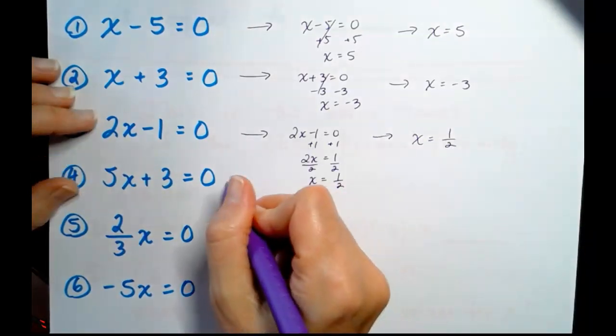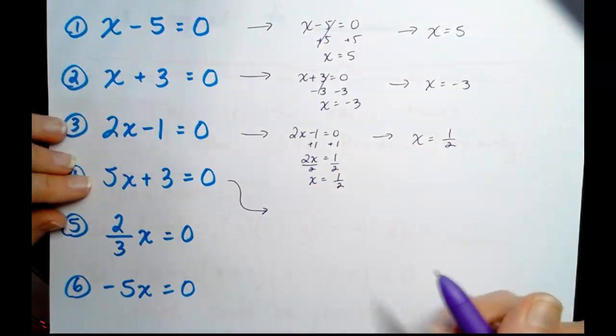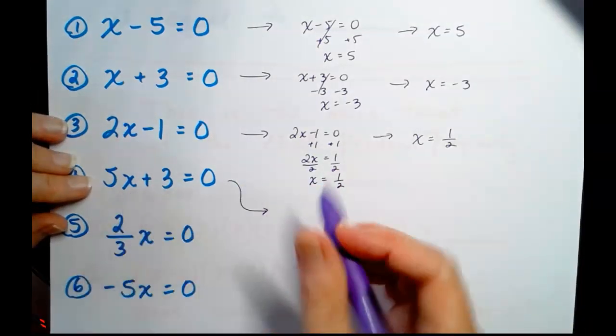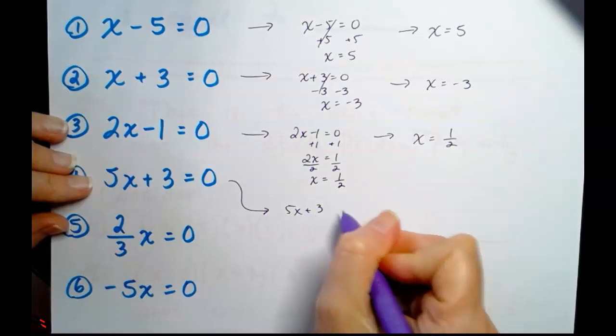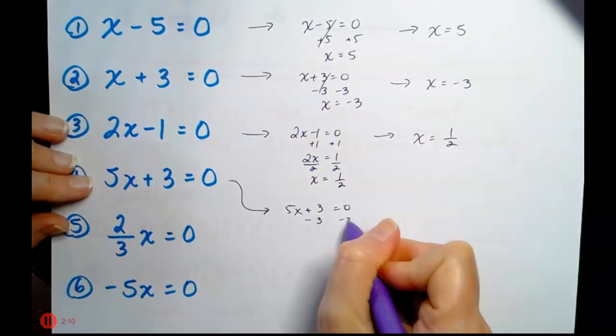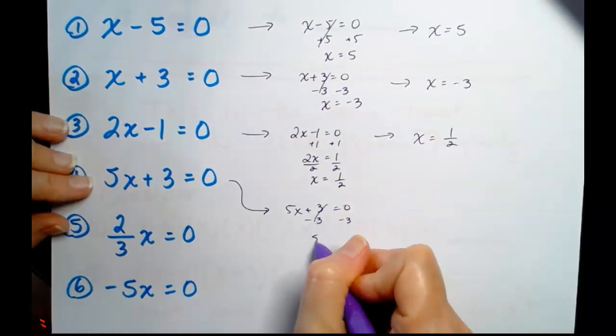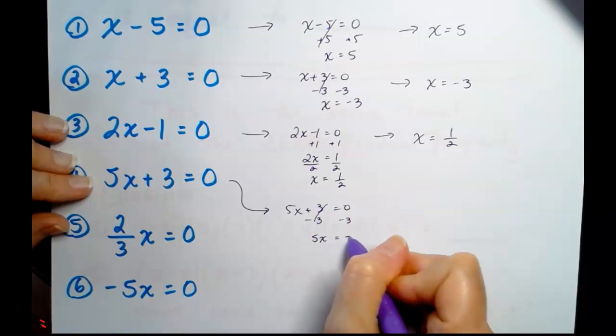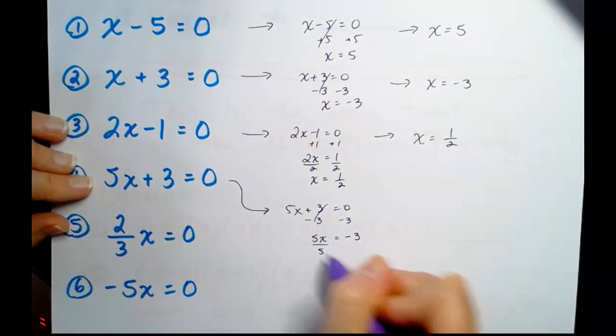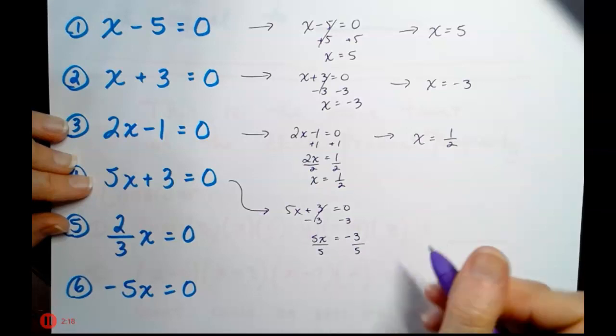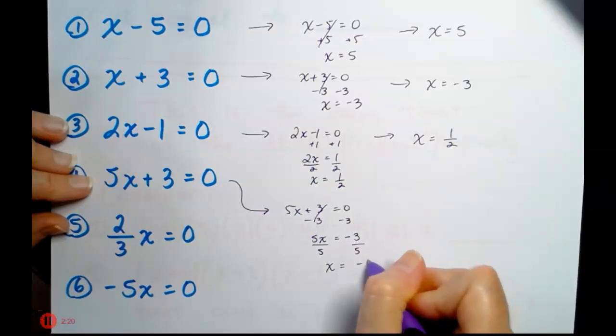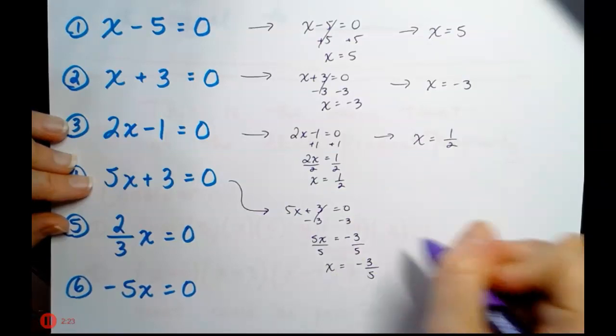And I think I will scoot the next one right down here. 5x plus 3 equals 0, so 5x plus 3 equals 0, minus 3, 5x equals negative 3, divide by 5, x equals negative 3/5.